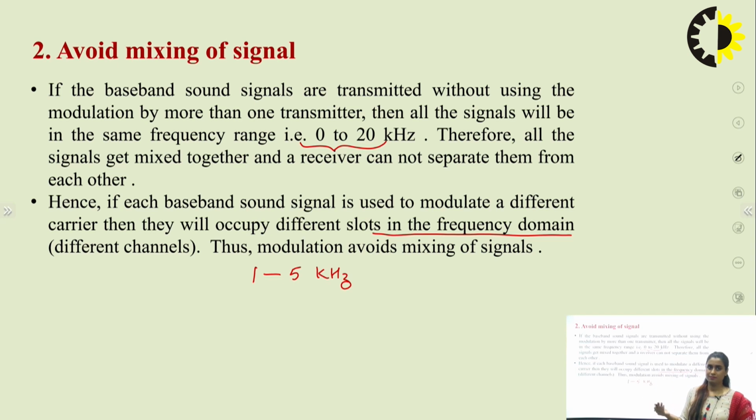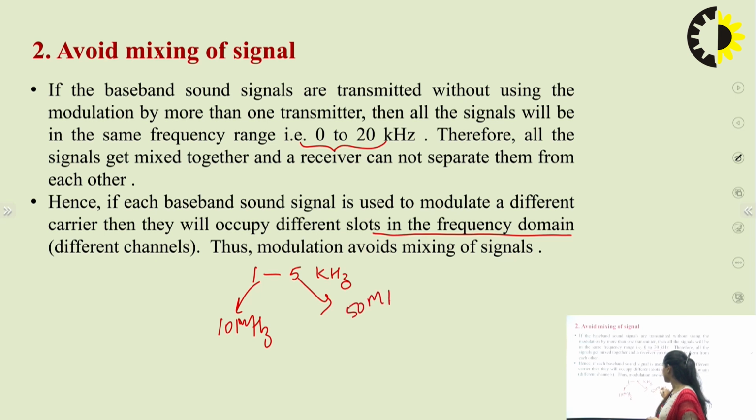If I send them as they are, like baseband signal, there are chances of interference. But when I frequency shift them, this I use a 10 megahertz carrier, and this I use like a 50 megahertz carrier. For in-between signals, I use different carrier signals with different frequencies, quite separated in the frequency band. Then there are lesser chances of signals getting mixed. Right? So this is one of the prime reasons why we use modulation.